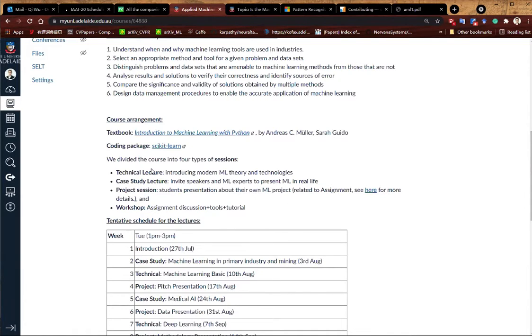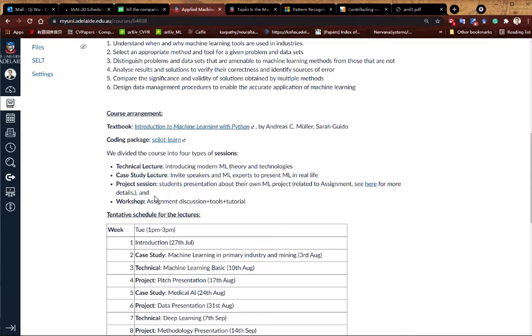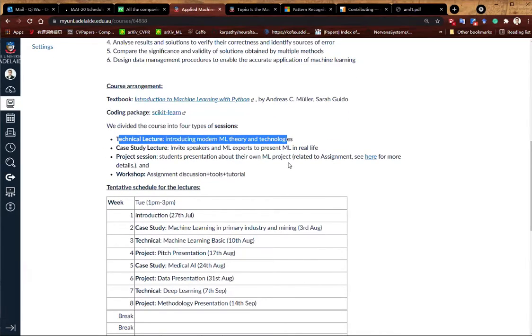So let me continue. As I mentioned, we have different sessions for this course. We divided the course into 4 types of sessions. The first one is called technical lecture. Basically, in this session, I will introduce modern machine learning theory and technologies. For example, in the first technical session, I will introduce some basic things about machine learning, like what is machine learning. I assume you already know that, but still I will spend some time to recall some concepts, because maybe some of you learned it last semester or in a previous year.